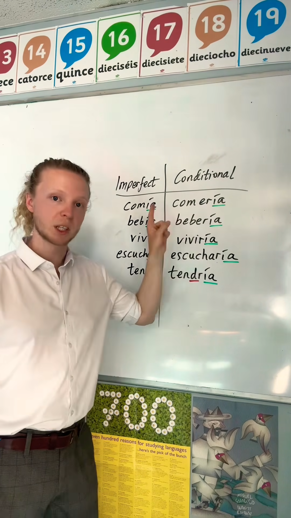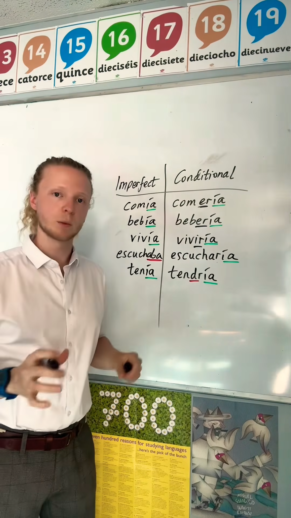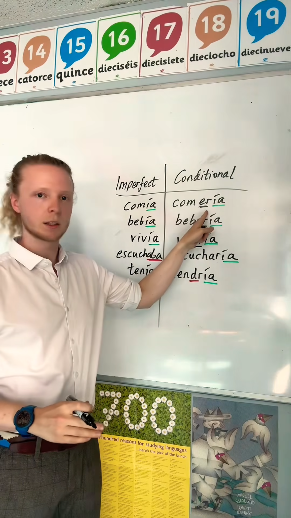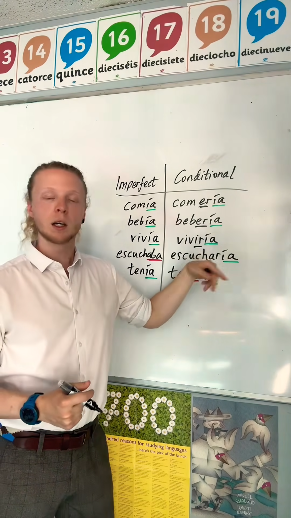With all of our ER and our IR verbs like vivir, like with beber or comer, it can be a bit confusing because it's the same ending, but we're keeping the infinitive ending. We're keeping the whole infinitive. Comer, to eat. Comería, I would eat. Beber, to drink. Bebería, I would drink.